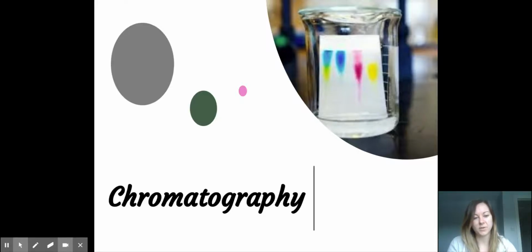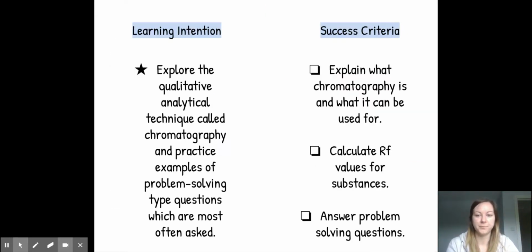Hello, in today's lesson we are going to be looking at the very last topic of the chemical analysis subtopic, which is chromatography. Our learning intention for this lesson is to explore a qualitative analytical technique called chromatography and practice some examples of problem solving type questions which are most often asked.